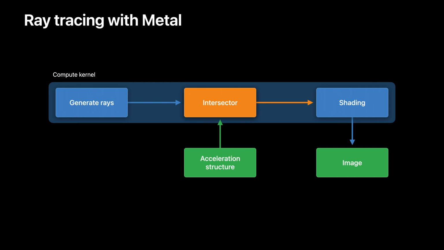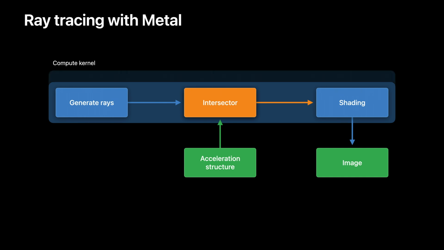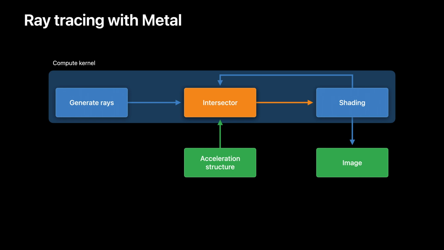This process is called shading, and it can also generate additional rays. And those rays are also tested for intersection. We repeat the process as many times as we'd like to simulate light bouncing around the scene.